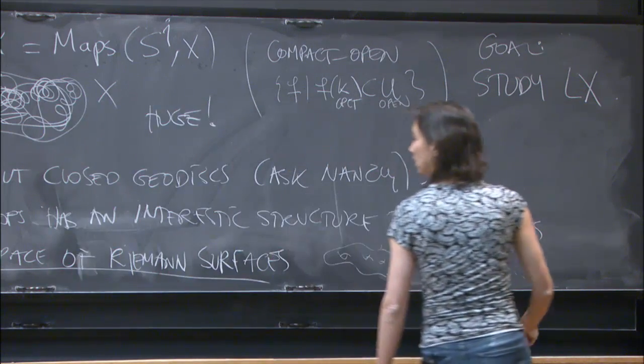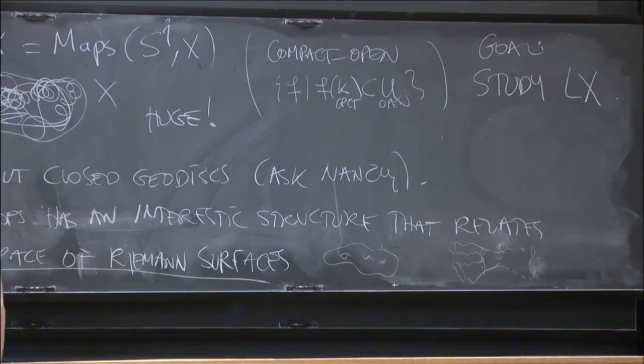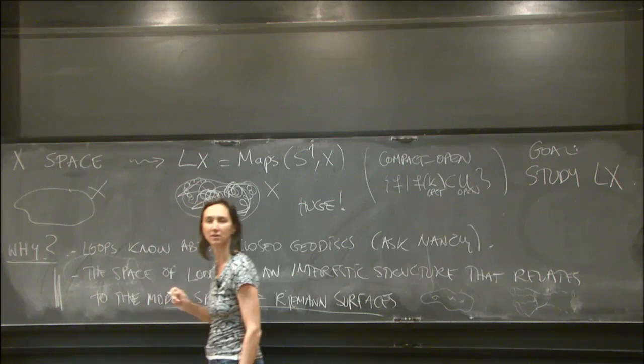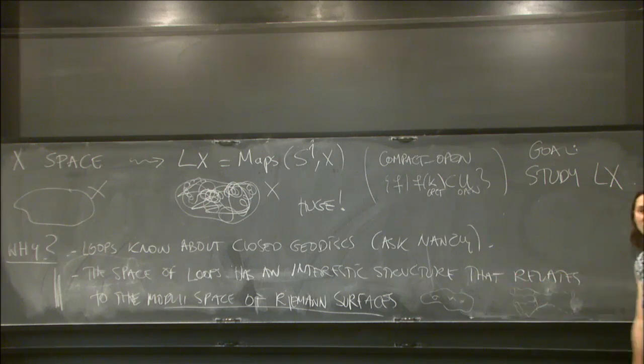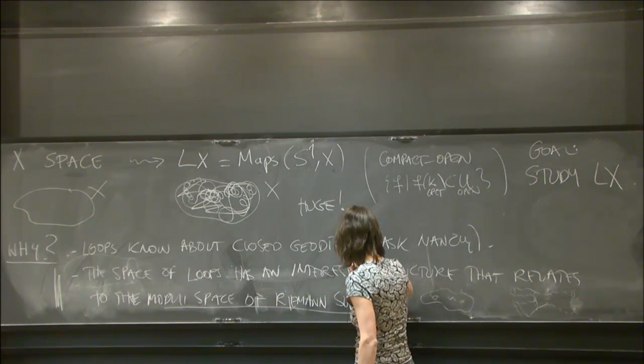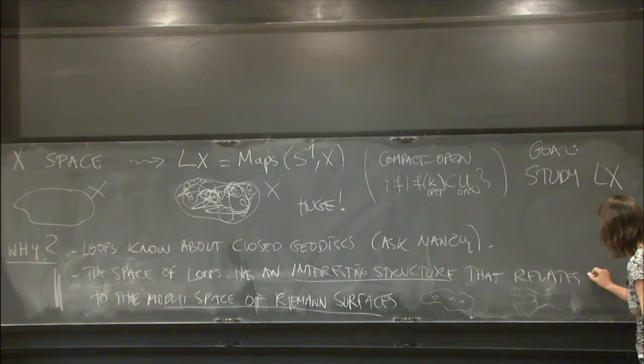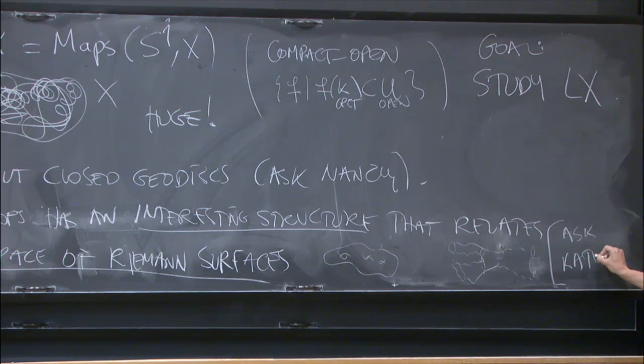And so the lectures are going in this direction. I'll get as far as I can. I don't know how much I'll say about the moduli space of Riemann surfaces, but I'll try to get to some of the interesting structure. And if I don't get there, you ask Kate. Kate Poirier. She knows all about this.